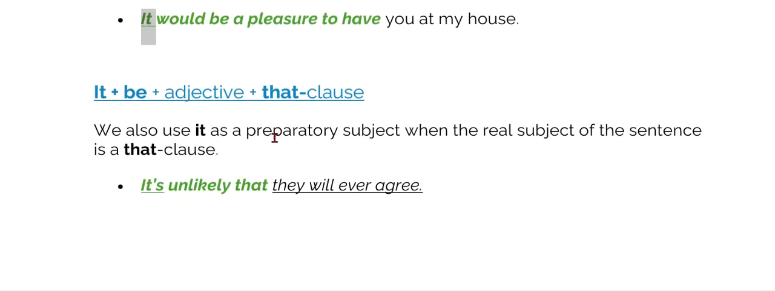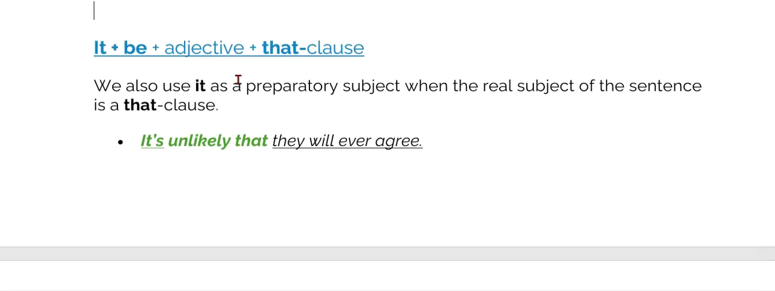So we can also use the structure it plus be plus adjective plus a that clause. Again, a that clause is a long clause in the English language. Therefore, we do not prefer to start our sentences with a that clause. Put the that clause at the end of the sentence. We also use it as a preparatory subject when the real subject of the sentence is a that clause. Let me give you one or two examples.